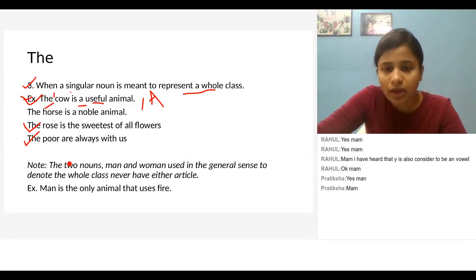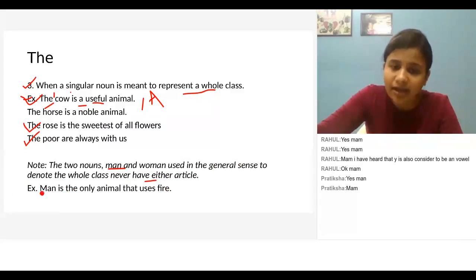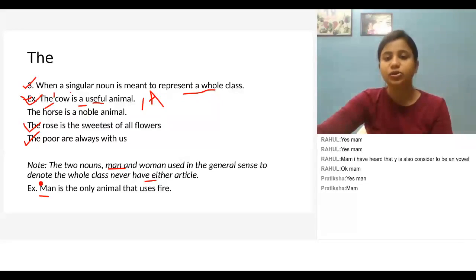Okay, now note, the two nouns man and woman used in general sense to denote the whole class have never an article. So when my sentence says man is the only animal that uses fire, this man is representing the whole class of men in the world, but still there is no the. So remember this, whenever you say man, there is no the before it. This is an exception.